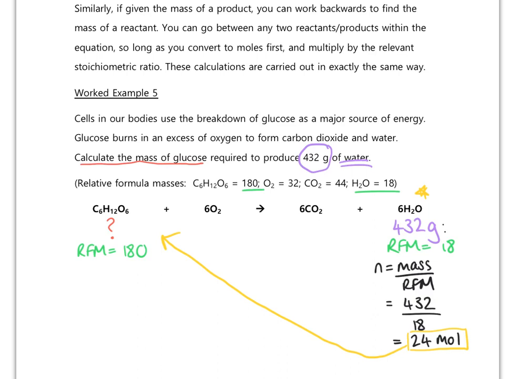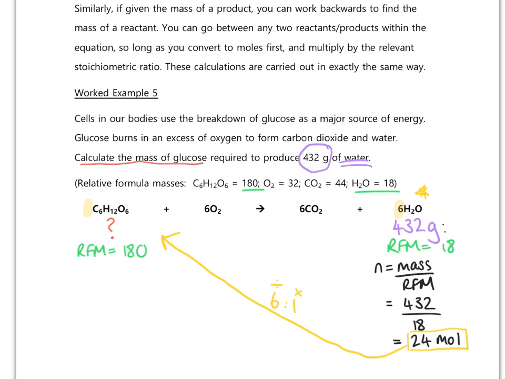We're going from water to glucose. So I'm going from water, which has a balancing number of 6, to glucose, which has a balancing number of 1 essentially. So my ratio here is 6 to 1 because I'm going from water to glucose. I'm going from right to left in this case. So I'm going from a ratio of 6 to a ratio of 1, and that means I need to divide by 6 and times by 1.